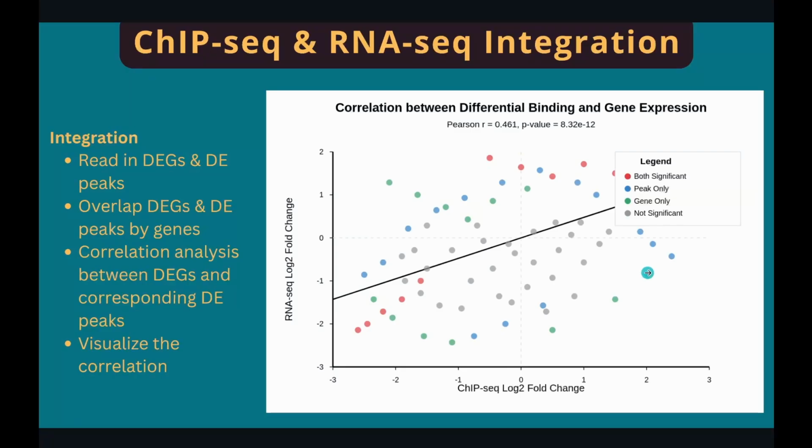Last, you can integrate ChIP-seq data and RNA-seq data if you have both. The key is to overlap DEGs and genes associated with DE peaks. You can plot log fold changes of peaks and log fold changes of genes to visualize the change of gene expression and their corresponding peaks.